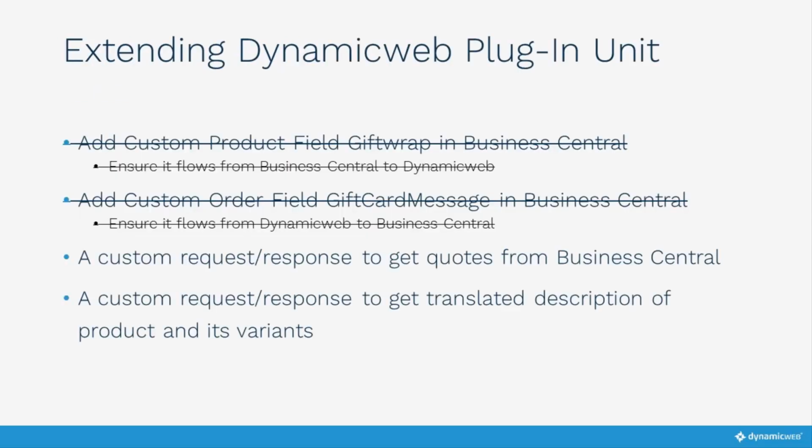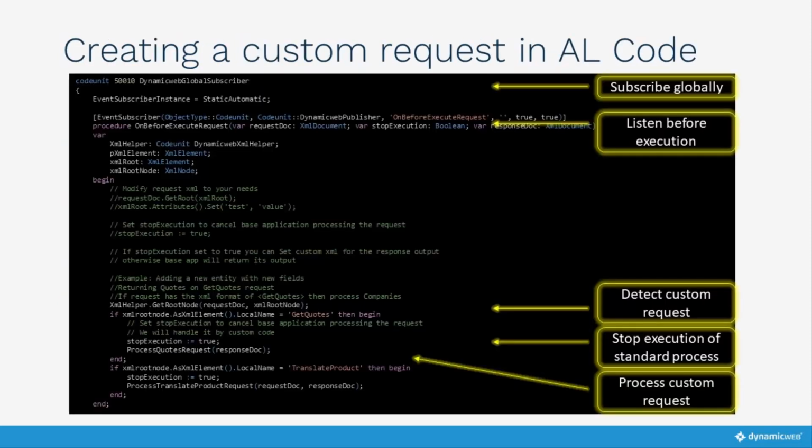So that closes the loop on all the extensions you need to do on Business Central and from session 1 in Dynamicweb to be able to sell gift wrappable products with a gift card message. Now I want to focus my attention on custom requests. Oftentimes we hear this request, could you do this or that additional request? And oftentimes it's very specific to one customer, so we can't do it. But I just want to show you, so that you can show it to an ERP partner, how easy it is to add your own custom request response.